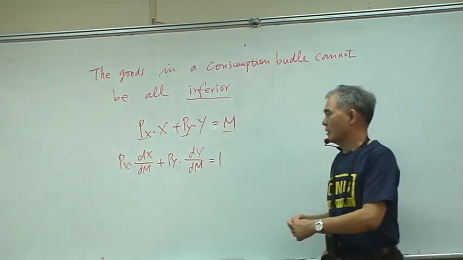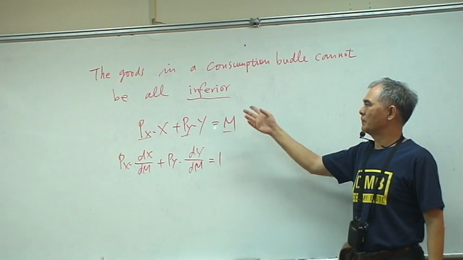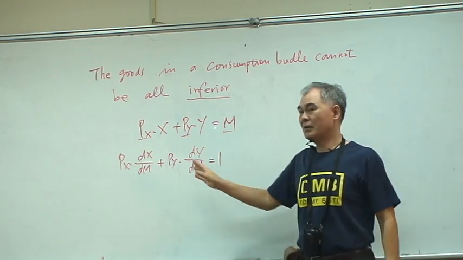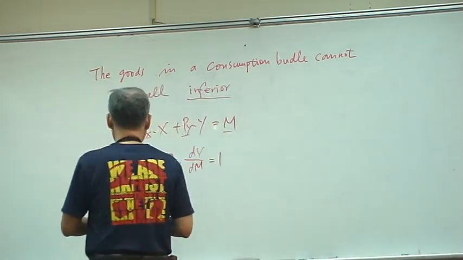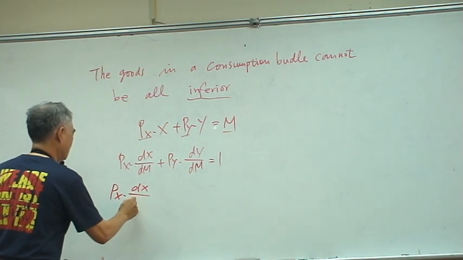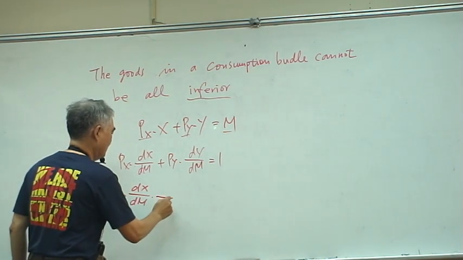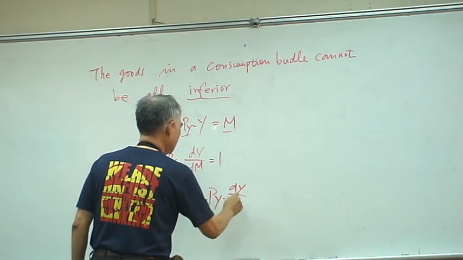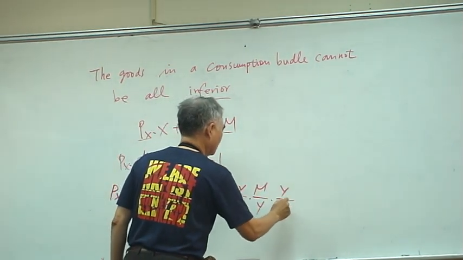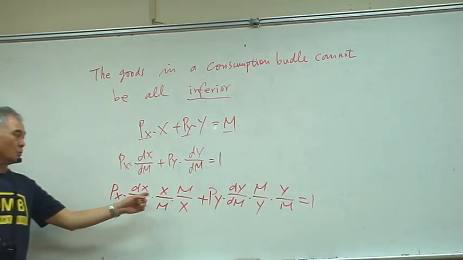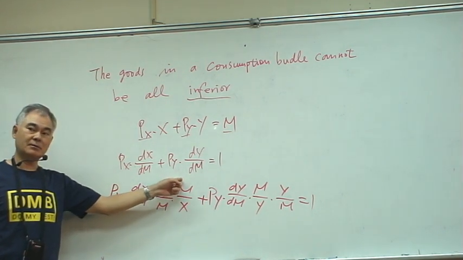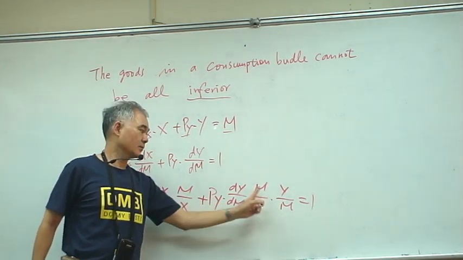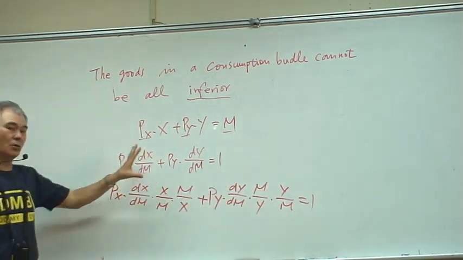Questions? Okay. Because in this case we want to tell whether this good is normal or inferior, the idea is using income elasticity. So we have to manipulate this equation a little bit. So we rearrange it like this: px times dx/dm, and then times m/x and x/m, plus py times dy/dm, and then m/y and y/m, is equal to 1. Because you times x and divide by x, times m and divided by m, what do you get? 1, right? So here is 1. The same thing here, m/y and y/m, so it is 1. So there's actually no change to the whole equation.